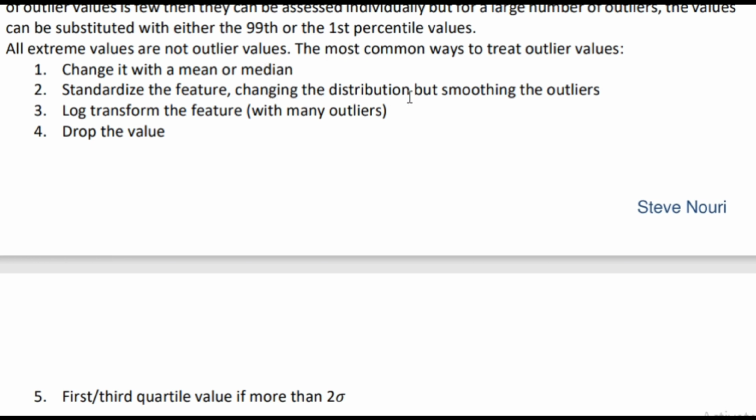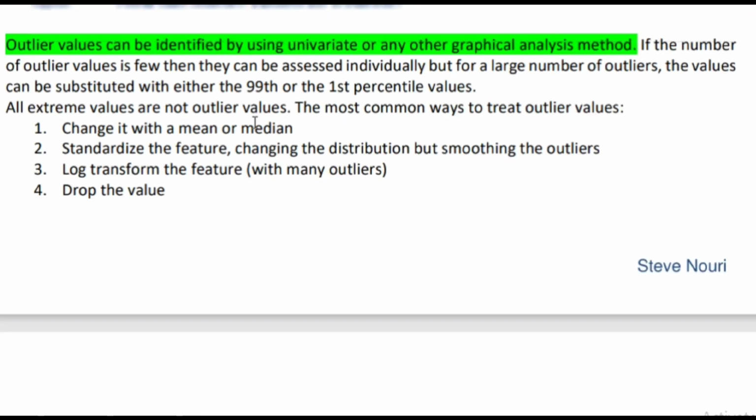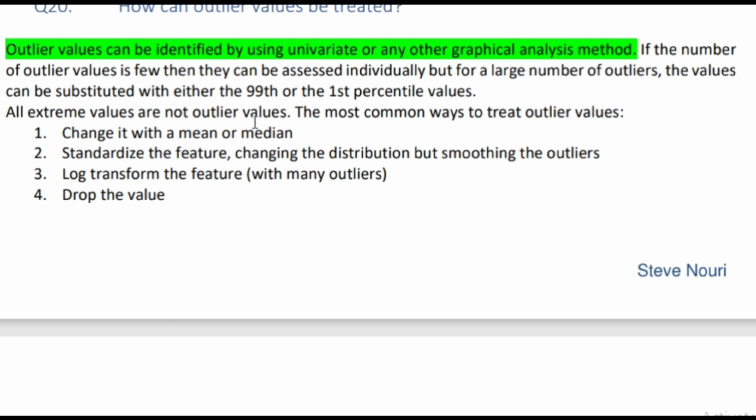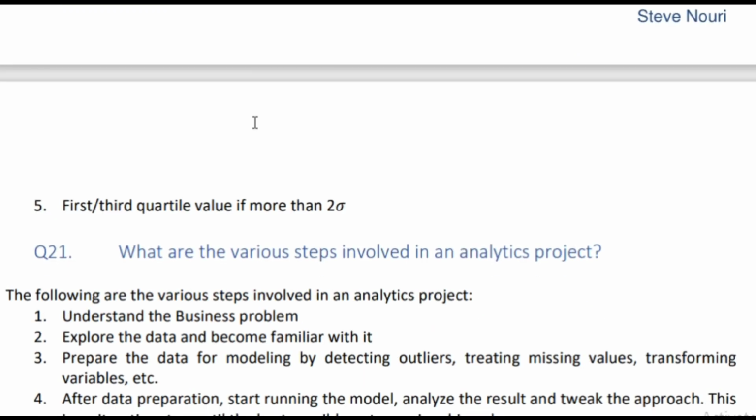The most common ways to treat outlier values: number 1, change it with the mean or median. Number 2, standardize the feature, changing the distribution but smoothing the outliers. Number 3, log transform the feature with many outliers. Number 4, drop the value. Number 5, first or third quartile value is more than 2 sigma. Sigma is variance here.